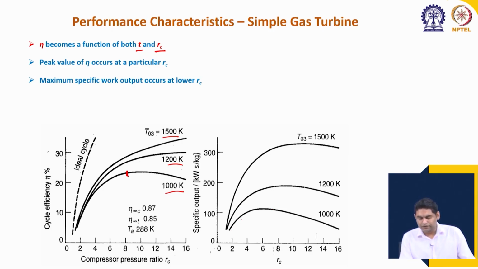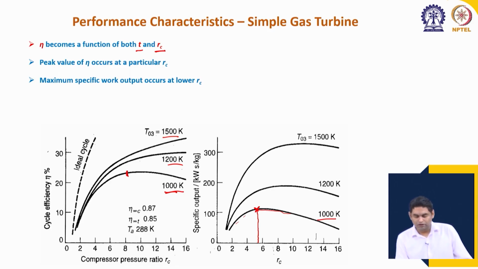But their characteristics are similar in the sense that with increasing RC, the specific work output reaches a peak value and then again starts decreasing. Okay. But the optimum value at which this maximum work output is obtained is at a lower value as compared to the optimum value for efficiency. So, for example, for 1000 Kelvin we see that the optimum value for efficiency is greater than 8, but the optimum value for work output is less than 6. This can be exactly calculated by plotting the graphs, but we are just approximately comparing them here.